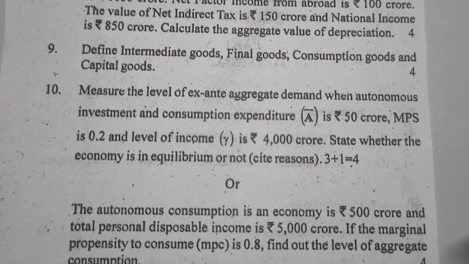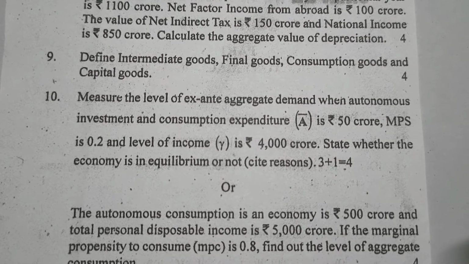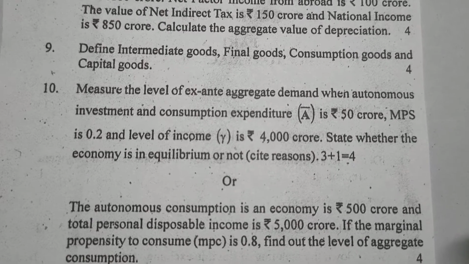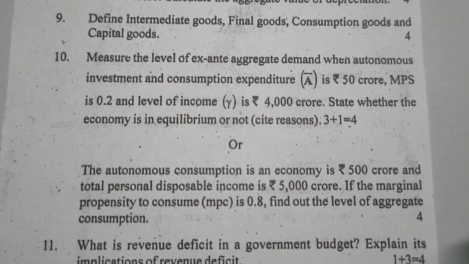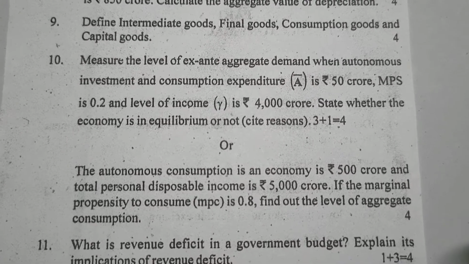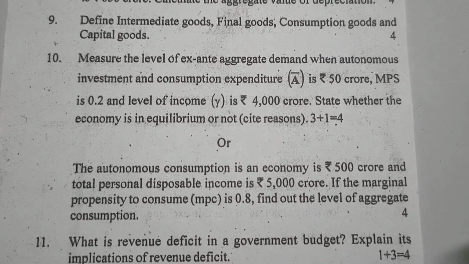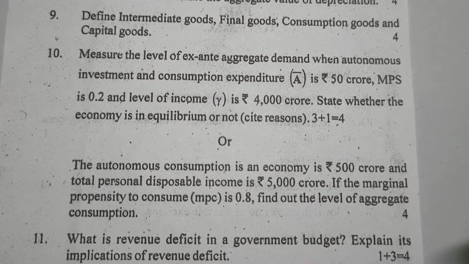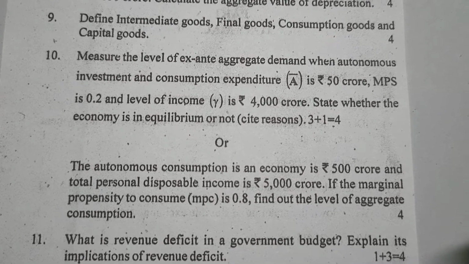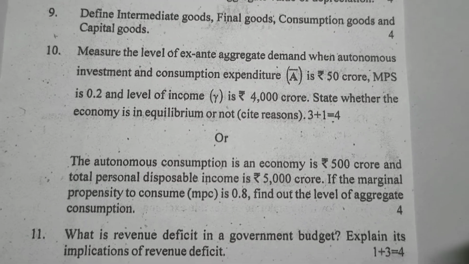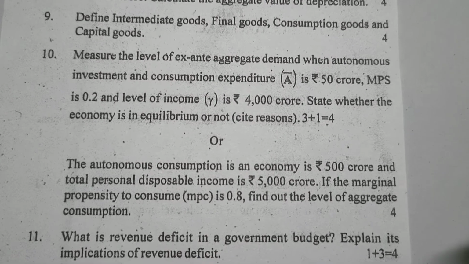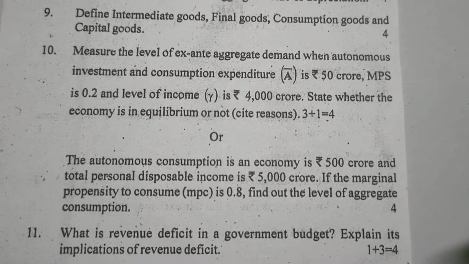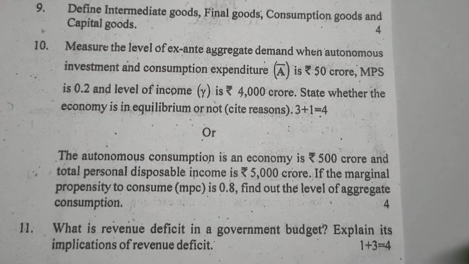Number 9, define intermediate goods, final goods, consumption goods and capital goods. Number 10, measure the level of ex ante aggregate demand when the autonomous investment and consumption expenditure A is 50 crore, MPS is 0.2 and level of income is rupees 4000 crore.